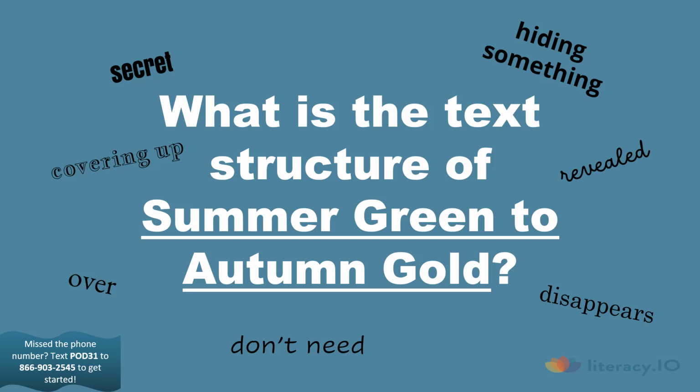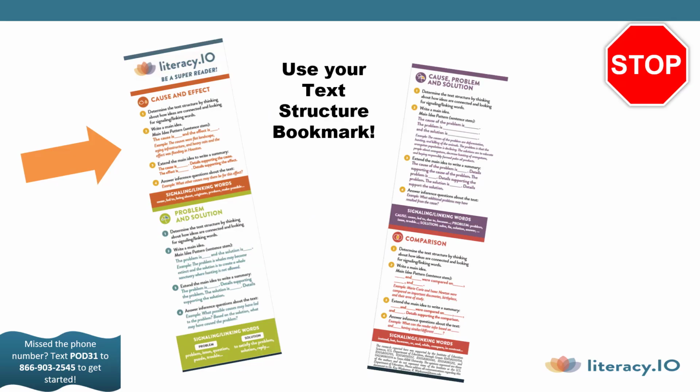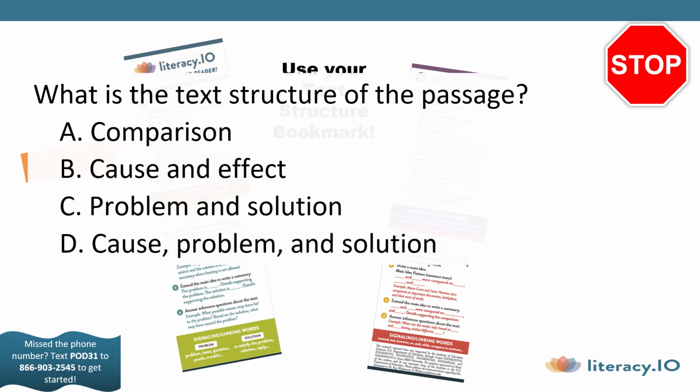Was there a problem? I don't think so. Was anything solved? No, because there wasn't a problem there. So use your text structure bookmark to see if you can figure out the text structure for Summer Green to Autumn Gold. What is the text structure of the passage?